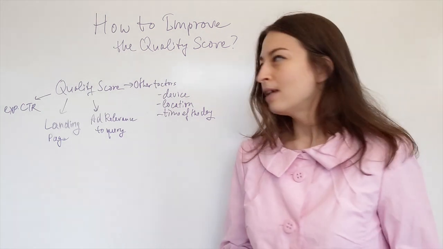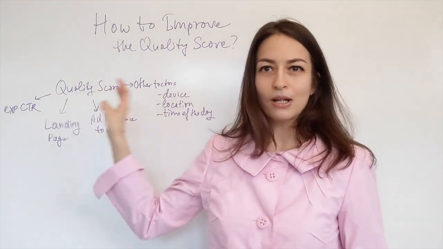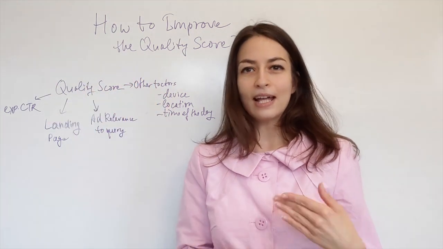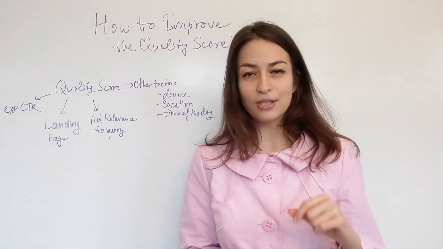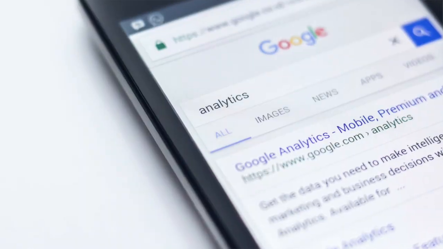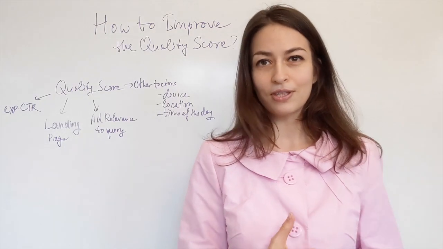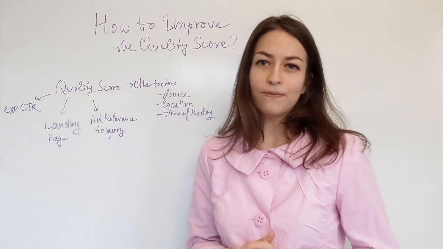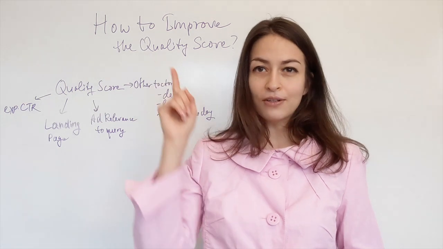What does it mean? So quality score is a way for Google to determine the quality of your ad, and it determines a lot of things. Why is it important? First of all, because it determines the position that you're going to take in the search results, if you're eligible to show in the search results at all with your ad. If you want to check more on how the Google Ads auction works, you can check my other video.